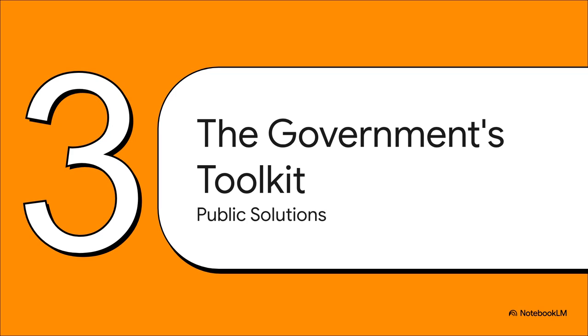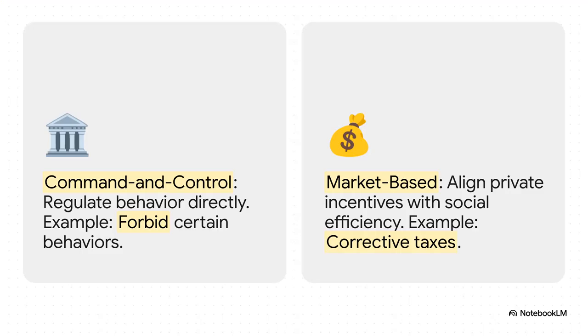Which, of course, leads us to a big question. If the market is failing, what can we do about it? And that brings us to our third section, the government's toolkit. How can public solutions fix these externalities? Generally, governments have two main ways to tackle this.